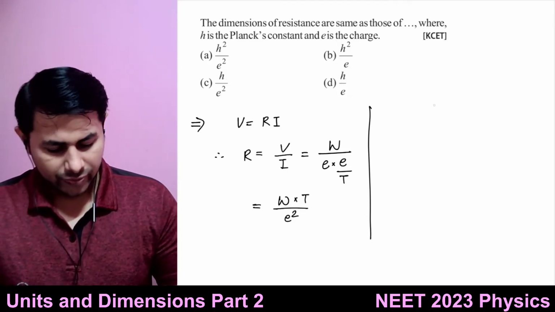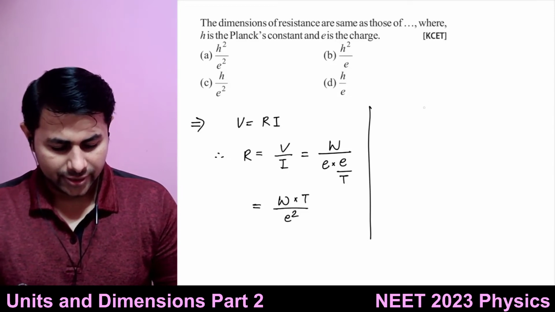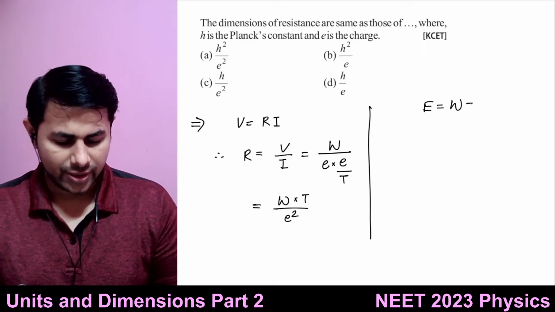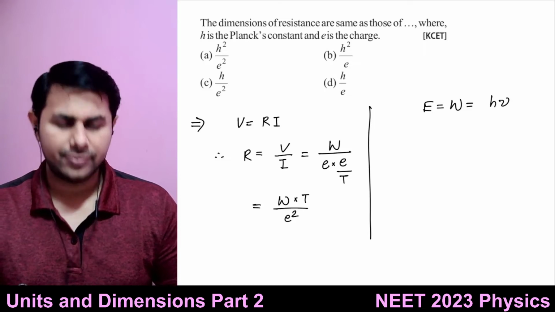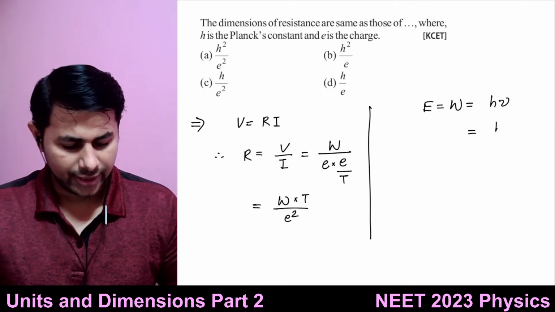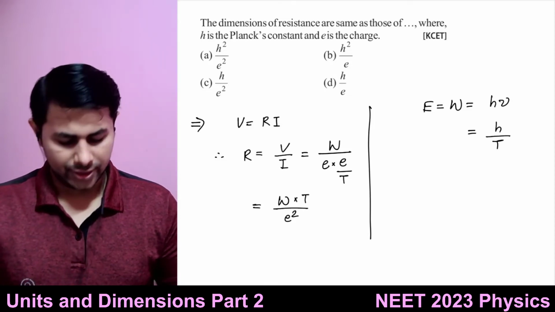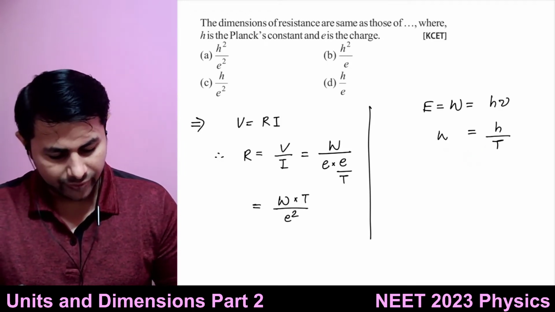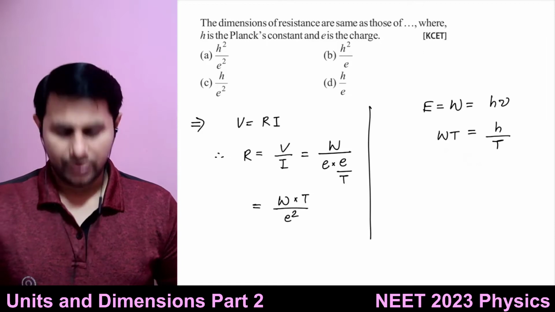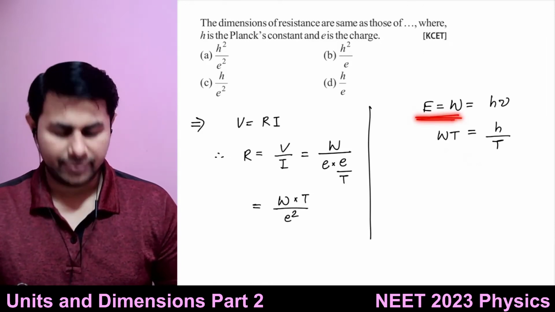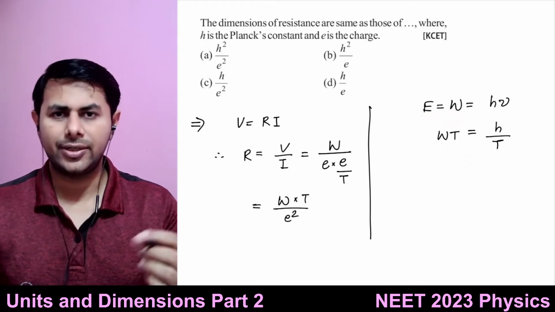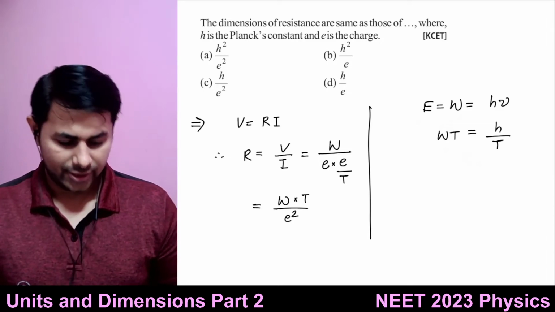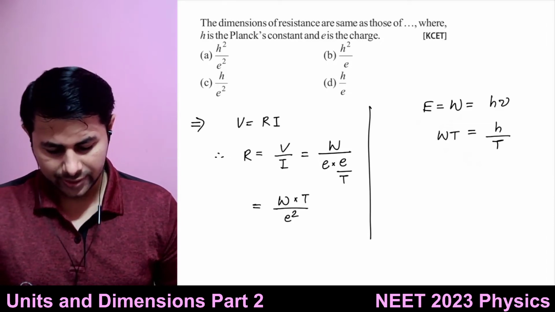We know about Planck's constant. So energy or work is equal to what? h nu, or it is equal to h upon T. If you take this T on the left hand side, what do you get? Work times T. Dimensions of work and energy are the same. So the energy of a photon is equal to h nu. Yes, it will be option C.